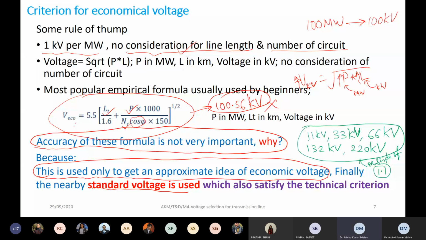I hope that in the very first year of your electrical engineering, or even in +2, you might have calculated one factor which is equal to 1.1 for a sinusoidal wave. For a sinusoidal AC wave, this 1.1 is nothing but the form factor, which is V RMS or I RMS upon V average.